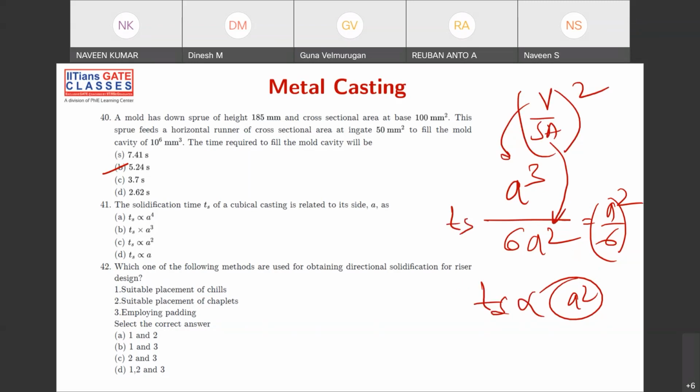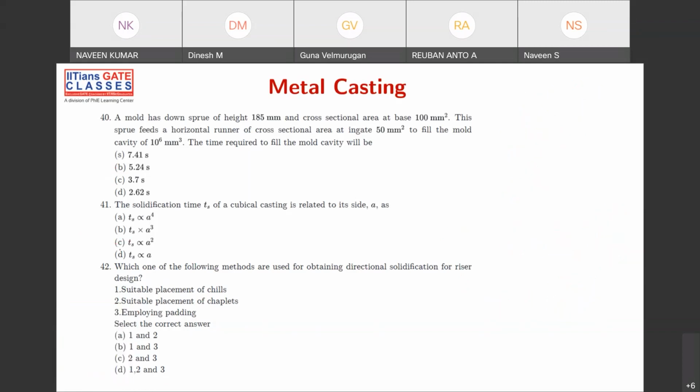Yes or no? Muhammad Ali has done it, right? What about Prabhakar? Are you getting my point? Answer is C. Yes. Every time you are making this mistake, please don't make this mistake. Please make sure that you are taking care of this square. Square is very important. Okay?